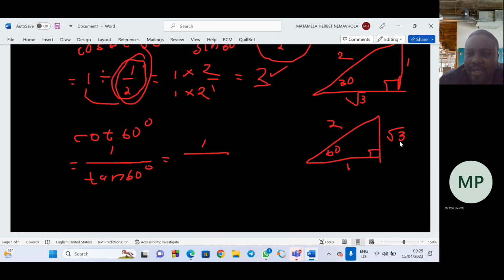Opposite over adjacent is square root of 3 divided by 1. Square root of 3 divided by 1 is just the same as square root of 3. You see that? Then the answer here is going to just remain as 1 over square root of 3. So this means that cot 60 equals 1 over square root of 3.